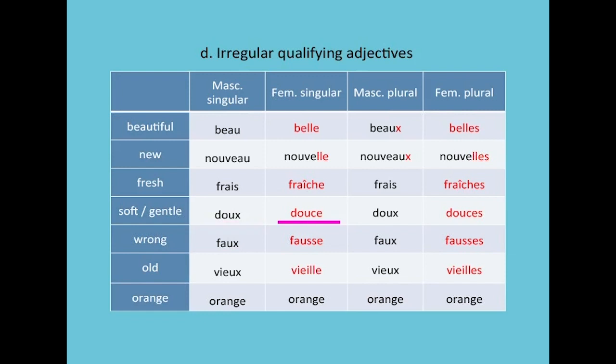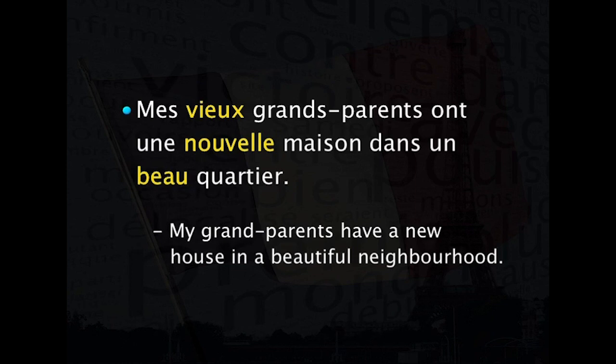Doux, douce, doux, douce. Faux, fausse, faux, fausse. Vieux, vieille, vieux, vieille. Orange, orange, orange, orange. Please refer to the notes for a detailed list of adjectives pertaining to colors. Now let's look at a few sentences. Mes vieux grands-parents ont une nouvelle maison dans un beau quartier. My grandparents have a new house in a beautiful neighborhood.